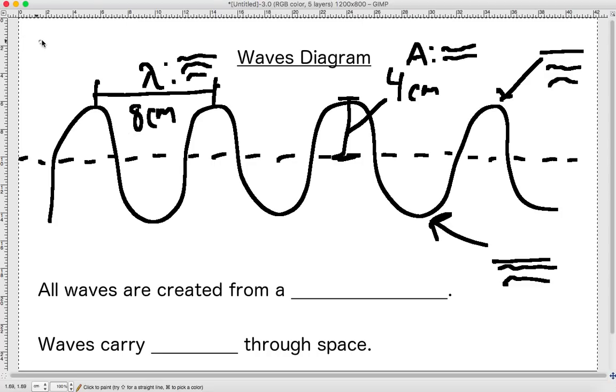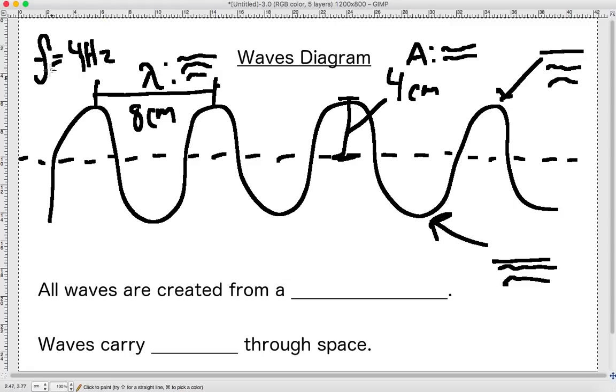So the frequency of our wave, let's say 4 hertz. So that's 4 cycles per second. So for every 1 second, this wave will go through 4 cycles.